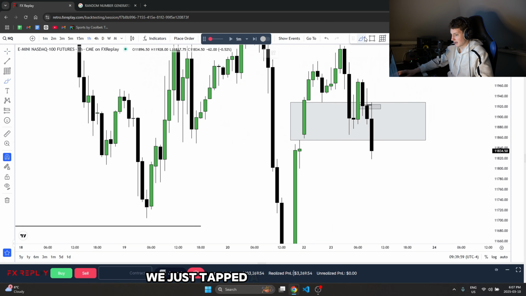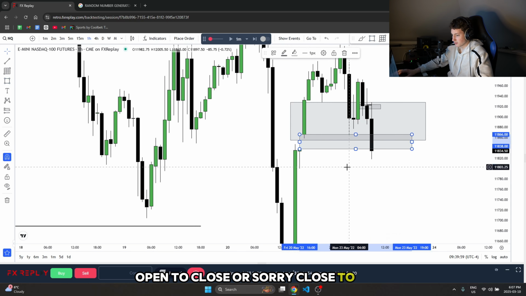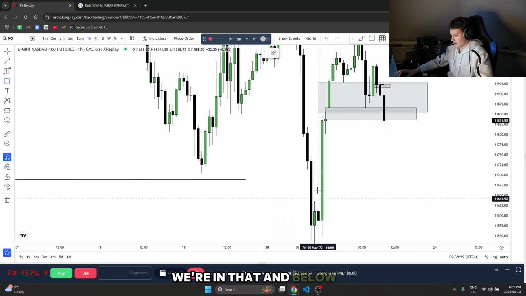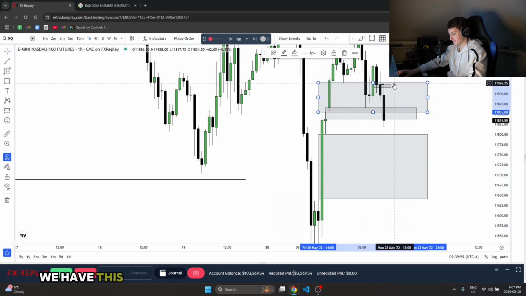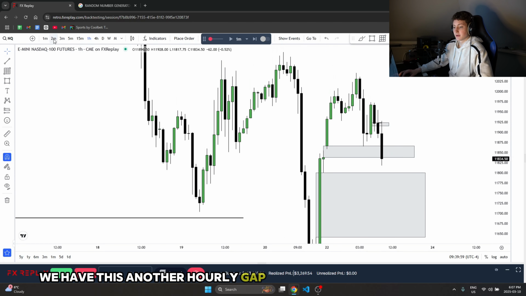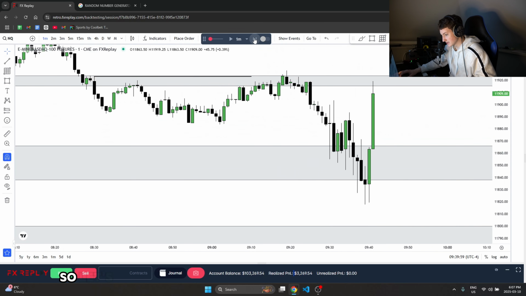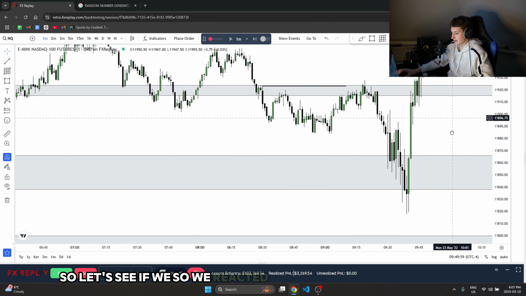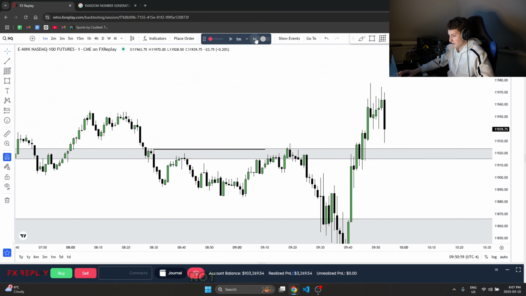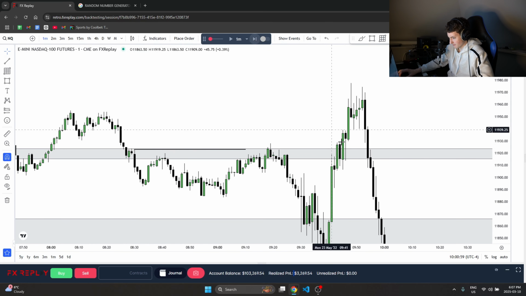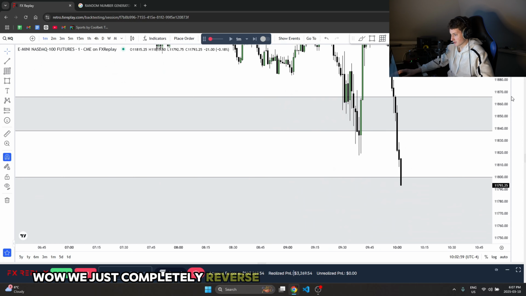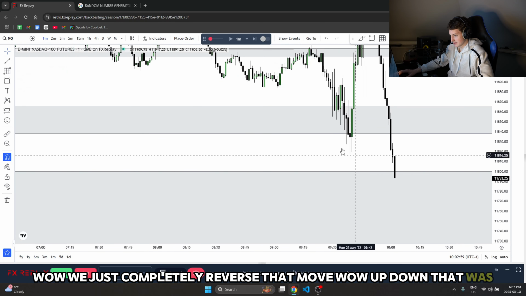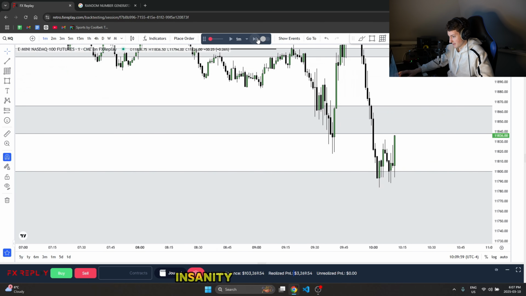We just tapped a weak opening gap, close to open. We're in that, and below us we have another hourly gap that we could be bullish out of. So let's see if we reacted out of the new weak opening gap. Not much to do there. Wow, we just completely reversed that move. Wow, up, down, that was insanity, I'm not gonna lie.